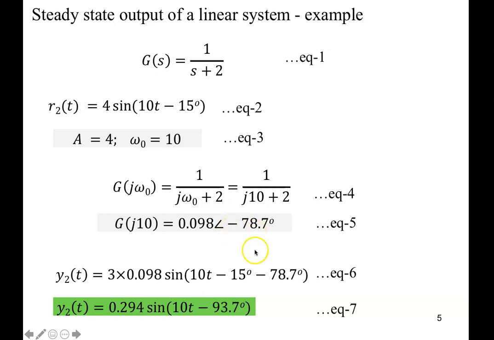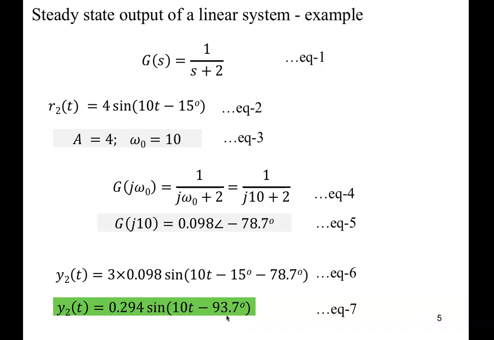So you add minus 78.7 inside the bracket. Okay. Now again, I don't think this will be quite right. It will be 0.3 something, 392 or something. It will be 0.392. So there's a small mistake there. Sine 10t. Combine these two numbers together, that will give you minus 93.7.